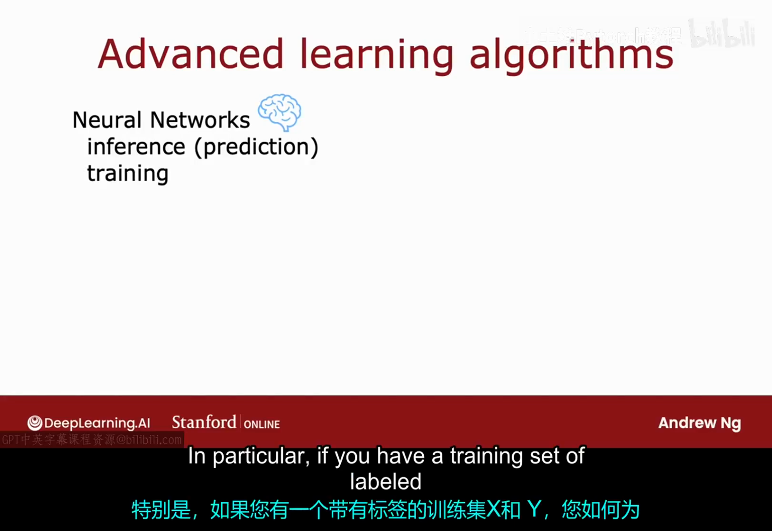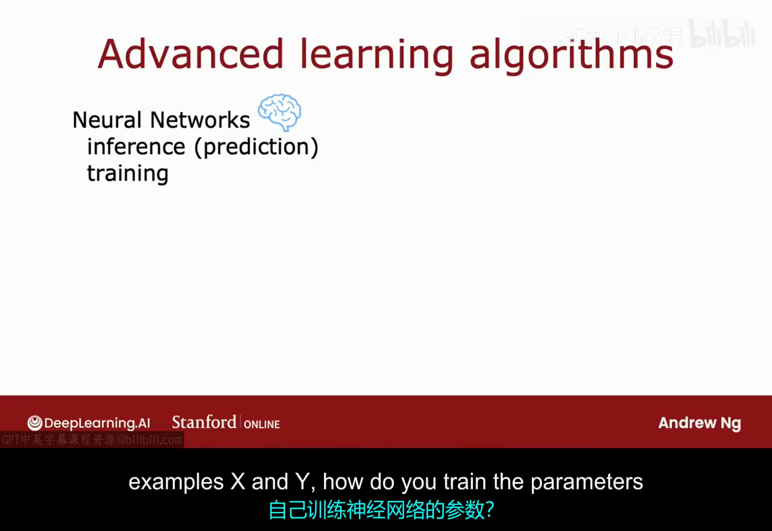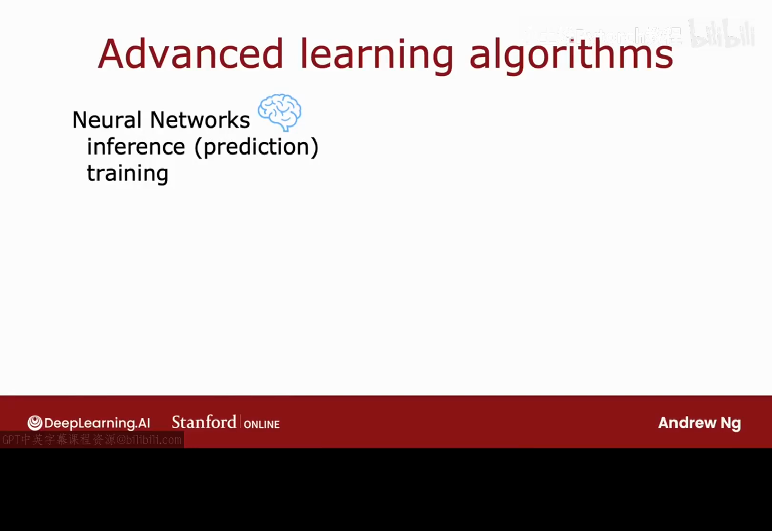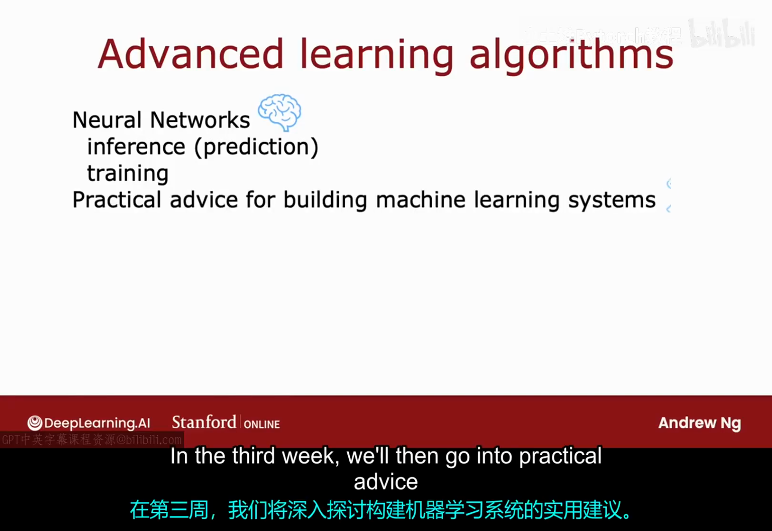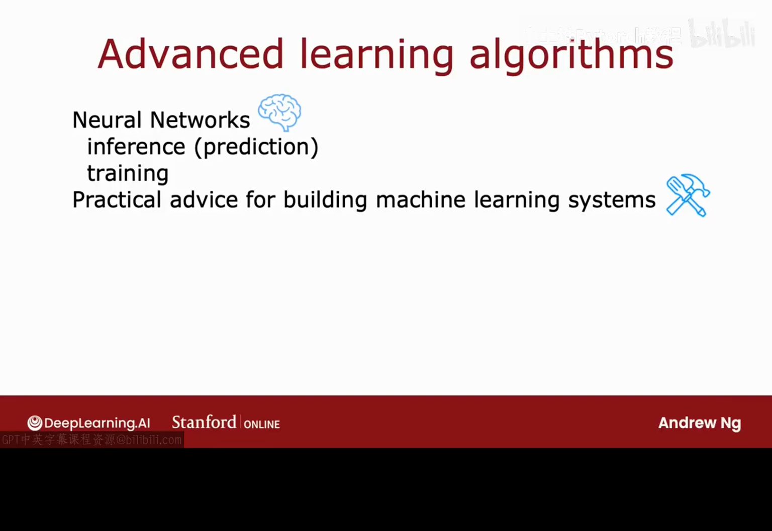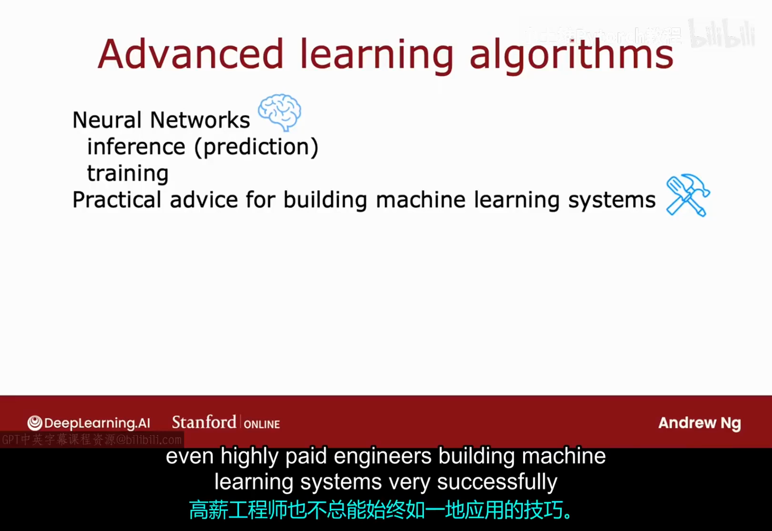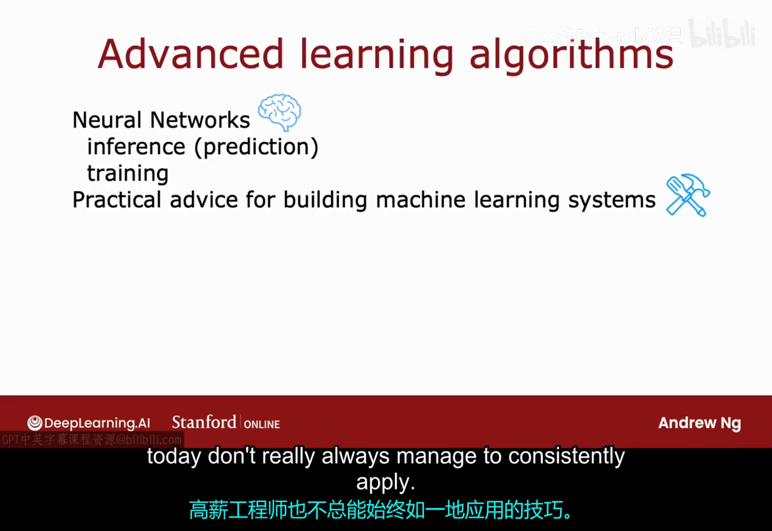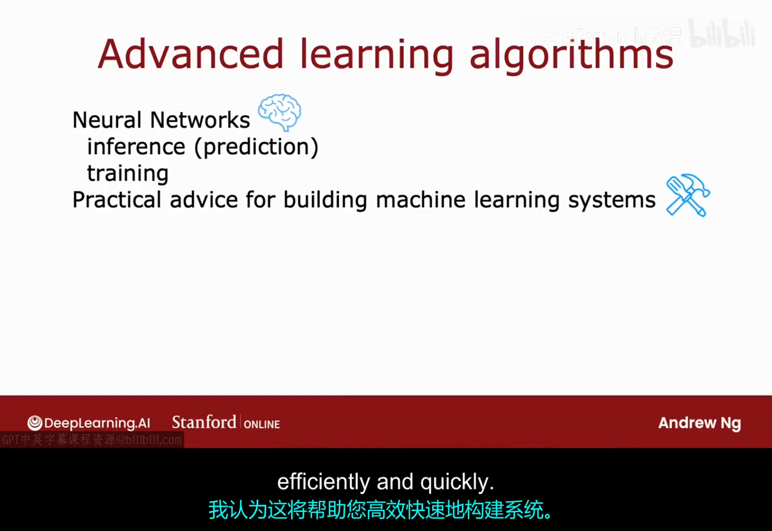Next week, you learn how to train your own neural network. In particular, if you have a training set of labeled examples X and Y, how do you train the parameters of a neural network for yourself? In the 3rd week, we'll then go into practical advice for building machine learning systems. And I'll share with you some tips that I think even highly paid engineers building machine learning systems very successfully today don't really always manage to consistently apply. And I think that will help you build systems yourself efficiently and quickly.